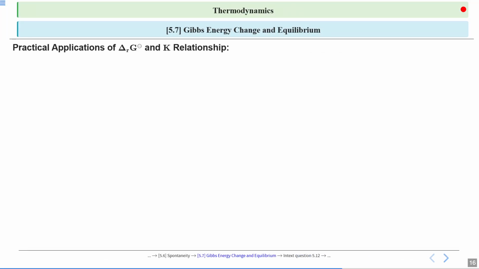Now, what can be the practical application of this delta G naught and K relationship? We got this equation. We have seen this delta G naught, which is the Gibbs free energy change at standard temperature, is equal to negative of RT ln K, where K is the equilibrium constant. Now you can predict the K from H naught and S naught.